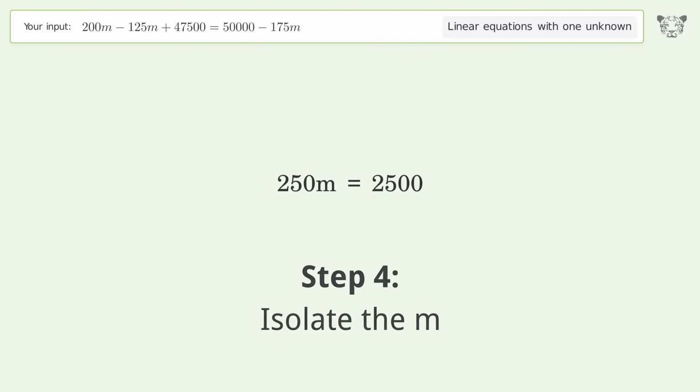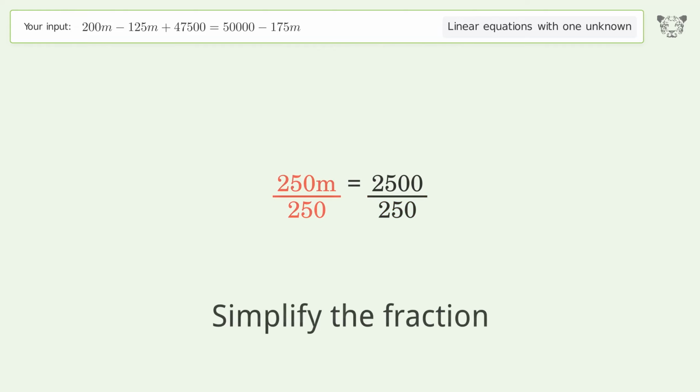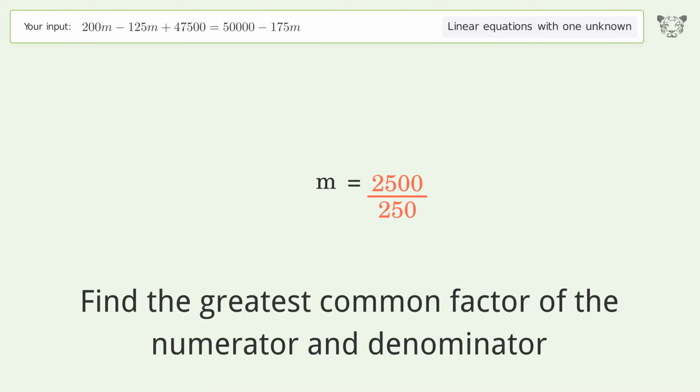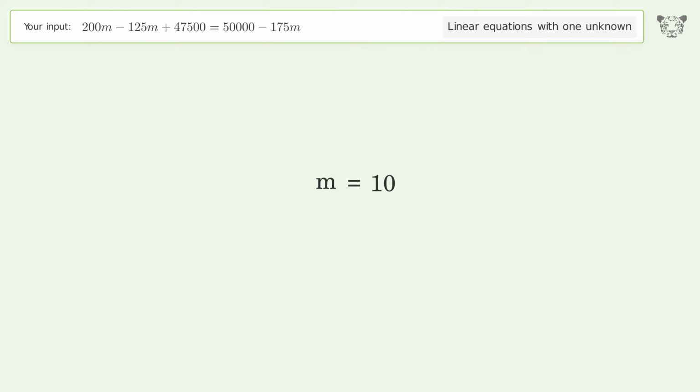Isolate the m. Divide both sides by 250. Simplify the fraction. Find the greatest common factor of the numerator and denominator. Factor out and cancel the greatest common factor. And so the final result is m equals 10.